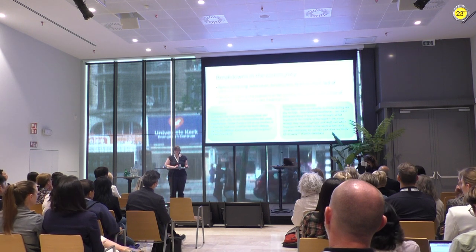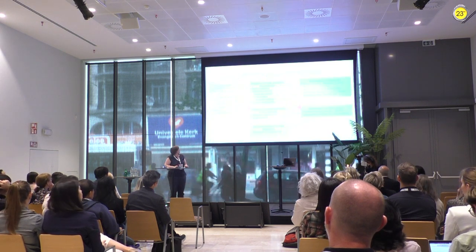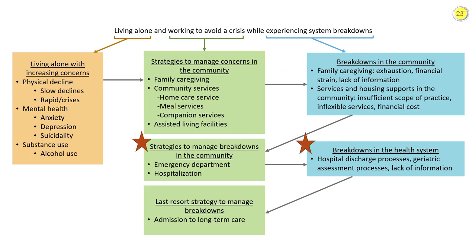So the system was breaking down, and they used the next strategy, which was managing these breakdowns in the community. And the only way they could manage these breakdowns really was by using the emergency department, bringing their family member to the emergency department and waiting to see what would happen multiple times, and also hospitalizations, and then sent back home and hospitalizations again.